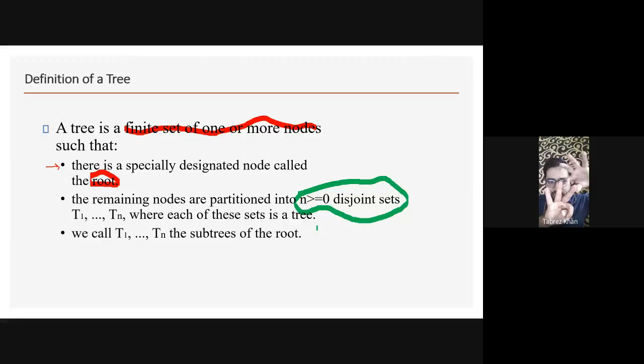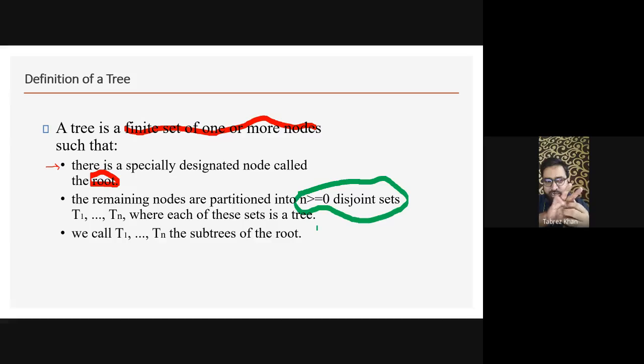So three sets. Each one of these sets is a tree because this set has only one node that can be termed as a root. This set also has only one node that can be termed as a root. This set also has one node that can be termed as a root. Okay. Or for example, you divide these three nodes into two sets.